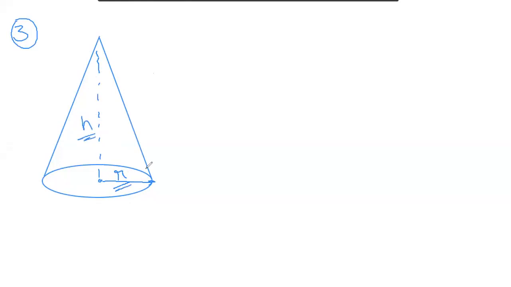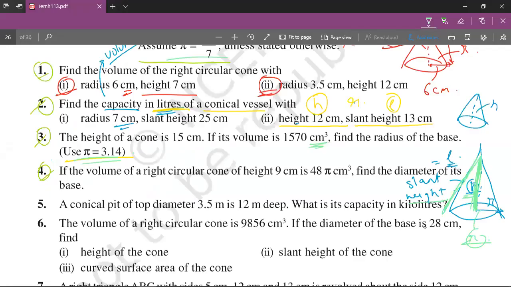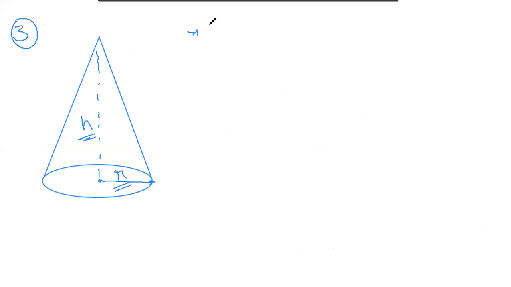And in this question, we'll see what is given. So height is given and volume is given. So all we have to do is find the radius. To find the radius, we will apply our usual formula: volume of a cone is equal to 1/3 pi r square h. As simple as that. And then we'll substitute our values.